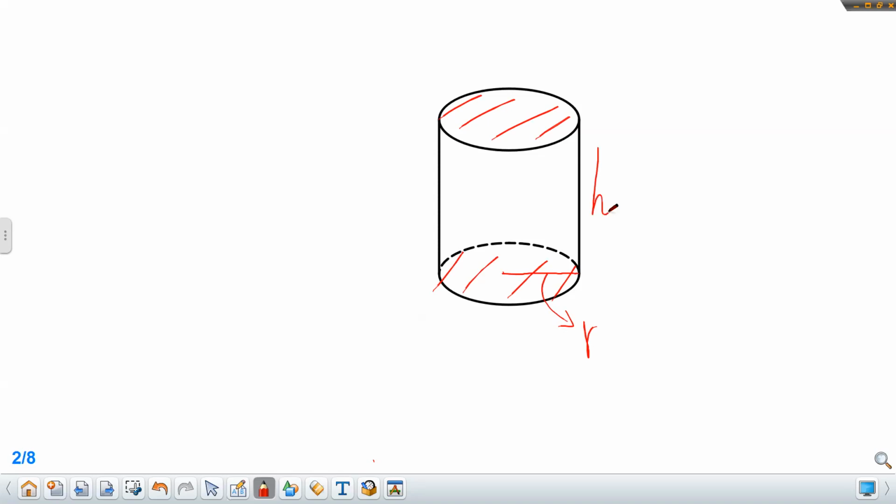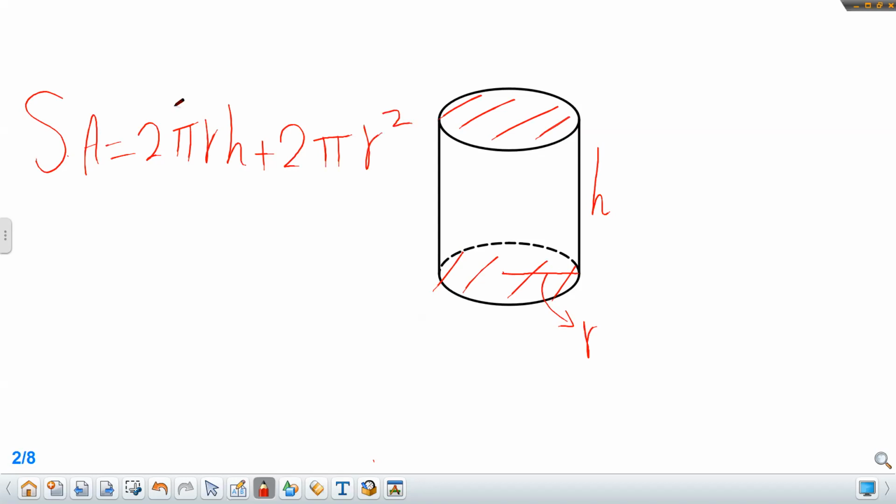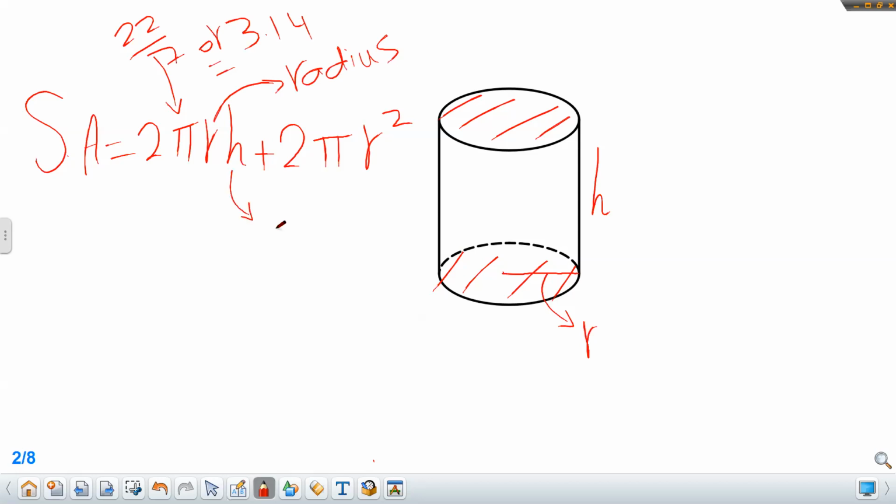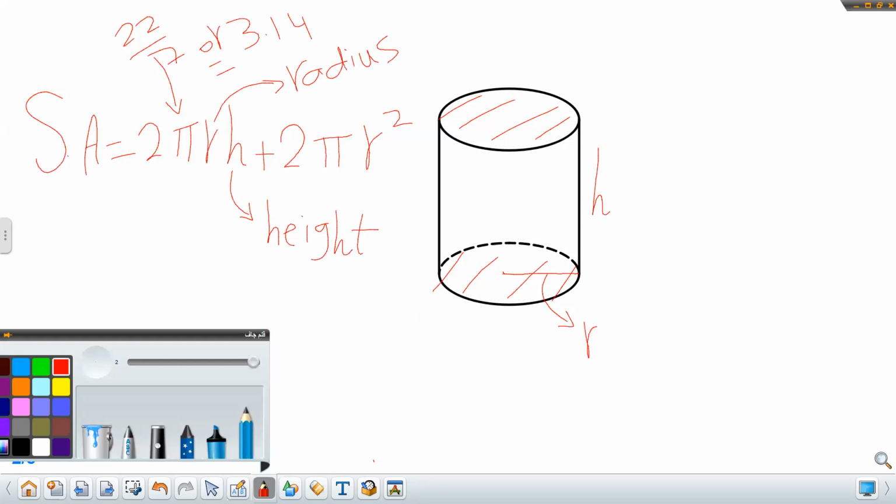You studied it before. And also you studied that surface area of the cylinder equals 2 pi r height plus 2 pi r square, where pi is 22 over 7 or 3.14, and r is the radius of the base, and h is the height of the cylinder, which is the distance between the parallel bases.